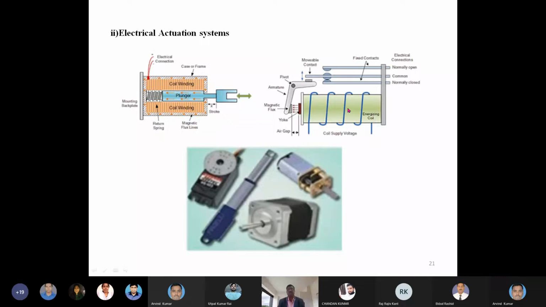It is a relay system. We all know about the relay system. Here also the current supply makes the relay make or break the contact, and there are many systems. This is a stepper motor and the DC servo motor. It is a continuous motion. We wanted to have a continuous motion, so we can have this kind of electrical actuation system.